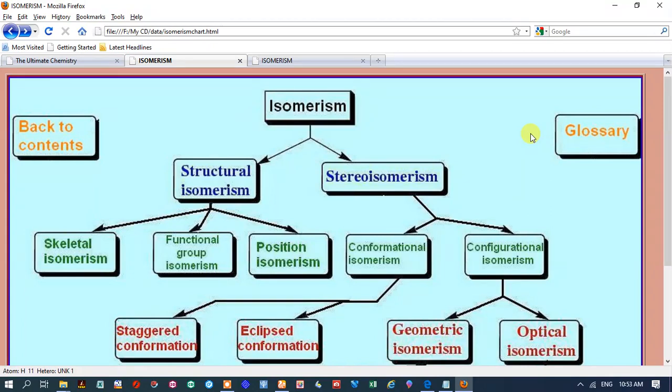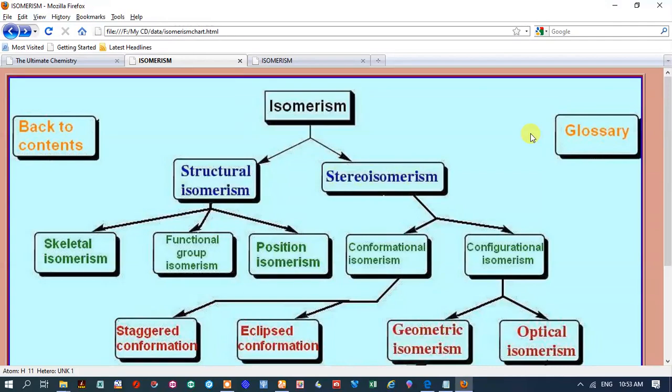Before we start the topic of stereochemistry, let's see what isomerism means. Isomerism is a phenomenon in which two chemical compounds having the same molecular formula differ in their structure. That is, they have the same composition but their structure is different from each other.